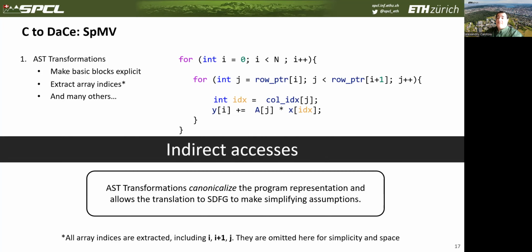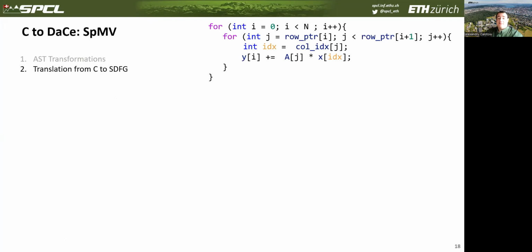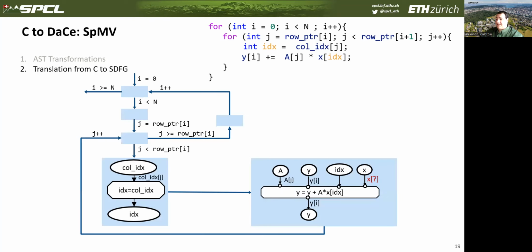This is why we have extracted these array indices, because the assumption of having them in an SSA form allows us to later make simplifications and improvements to this. Now, going forward, we translate the C code to an SDFG using similar constructs. So the assignments computations become tasklets and everything else becomes a state transition. This is now the transformation of this code.